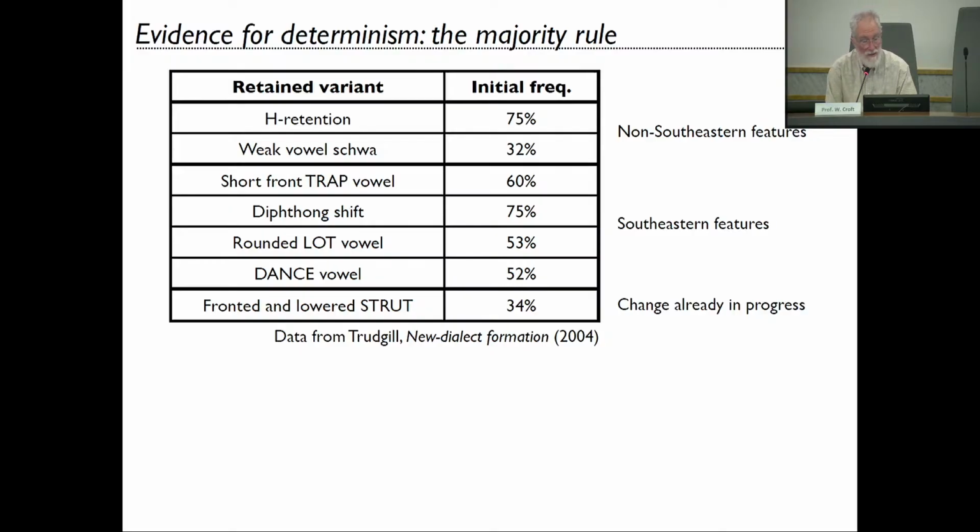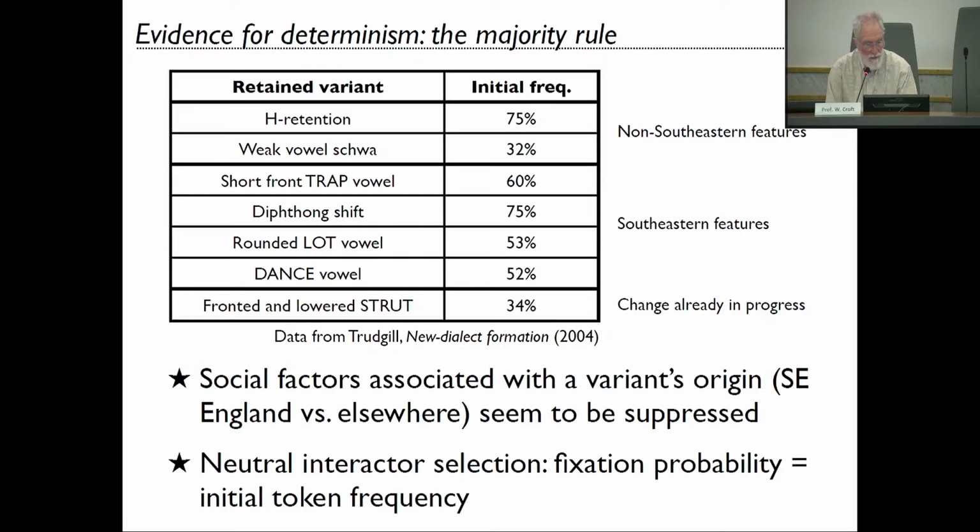Well, that turns out to basically hold. So there are the initial frequencies of the various kinds of changes they talked about. They're all phonological changes. And you can see that all but 2 of these had the majority. So these social factors that were associated with the variants' origins, like Southeast England, London area being higher value socially, that seems to be suppressed. And as I mentioned before, with neutral interactor selection, the fixation probability is equal to the initial token frequency.